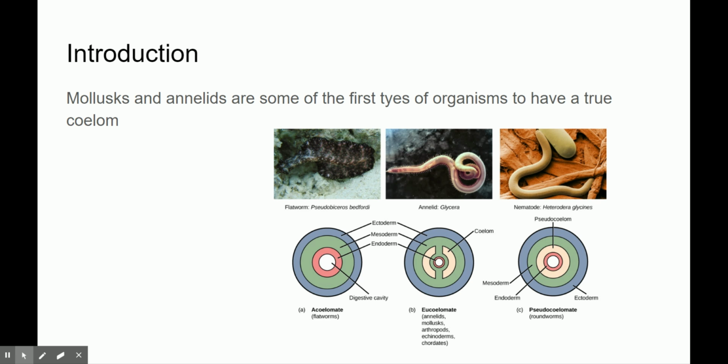When we talk about mollusks and annelids, they are some of the earliest life forms that actually have a coelomate body plan. Again, you might want to refresh what that means. A true coelom is right in the middle there on our little picture, where the mesoderm connects all the way to the ectoderm and the endoderm, and you actually have this true body cavity, or that coelom, right there.